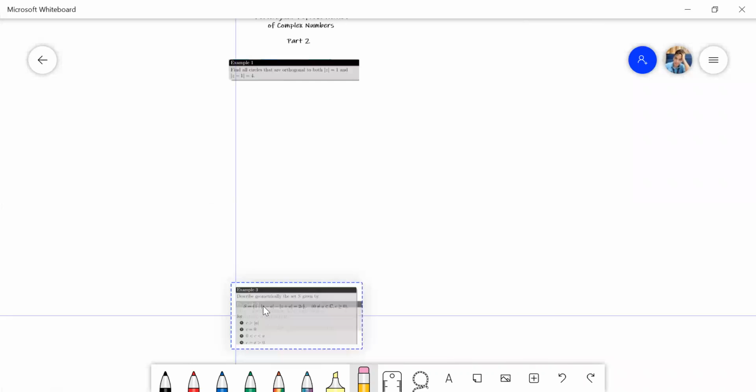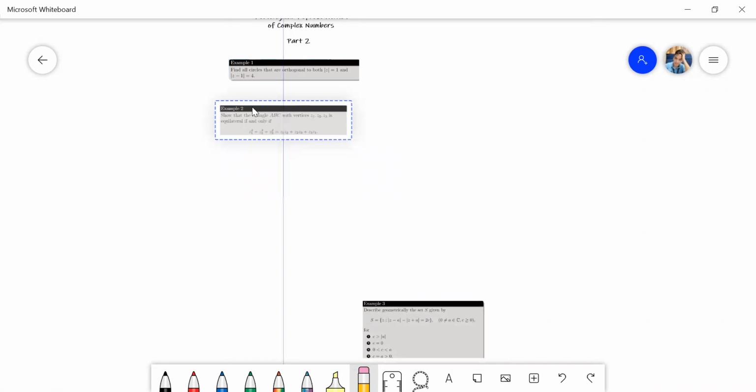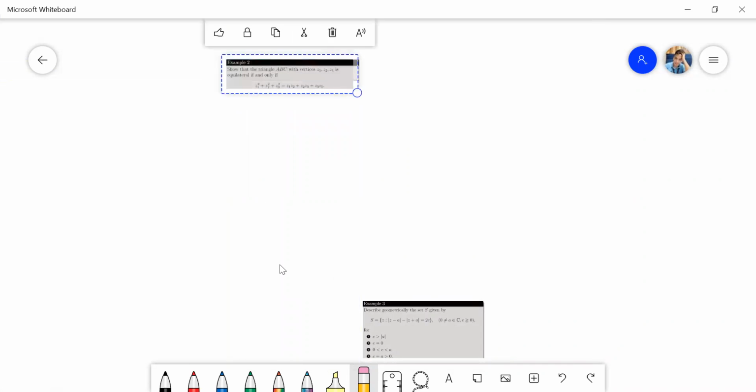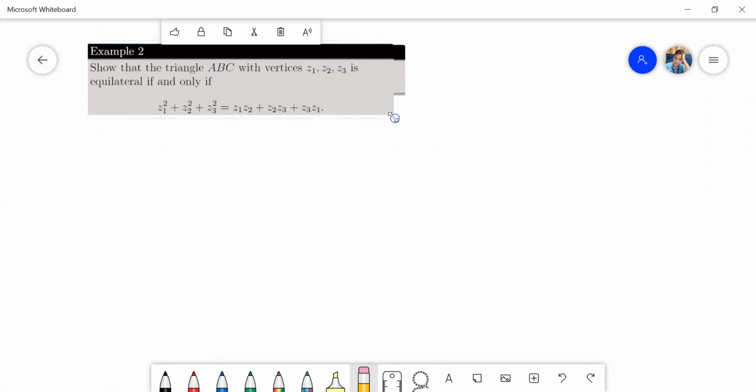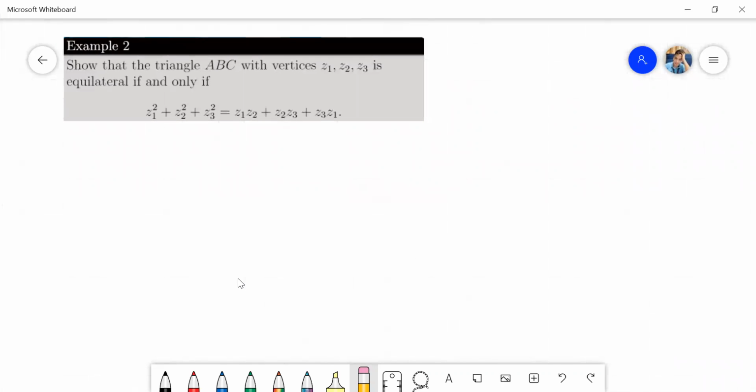So let's go to example number 2. We have to show that the triangle ABC with vertices Z1, Z2, Z3 is equilateral if and only if Z1 squared plus Z2 squared plus Z3 squared is equal to Z1 times Z2 plus Z2 times Z3 plus Z3 times Z1. So let's prove that claim here.